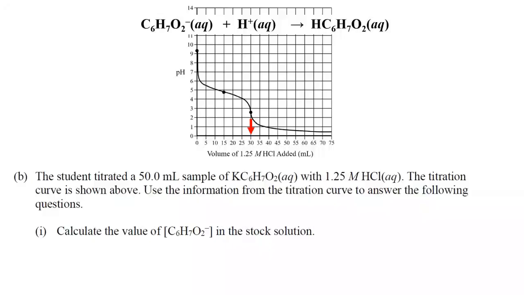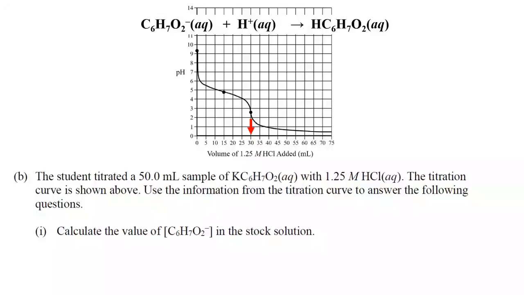So in part B, it says the student titrated a 50.0 milliliter sample of potassium sorbate with 1.25 molar hydrochloric acid. The titration curve is shown above. Use the information from the titration curve to answer the following questions. So in part 1 of this question, it says to calculate the value of the concentration of the sorbate ion in the stock solution. Let's start with the volume of the titrant, 30 milliliters, that was required to reach the equivalence point. And then we also know the concentration of the titrant, which is 1.25 moles per liter for the hydrochloric acid.